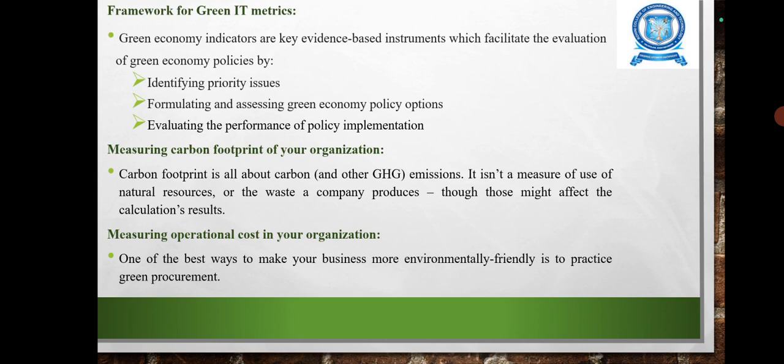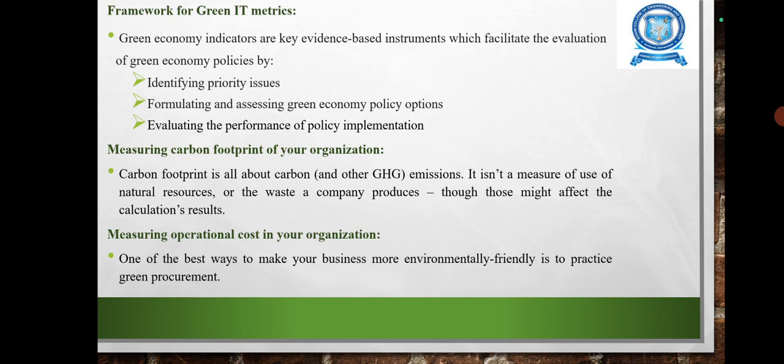Then the next one is measuring the carbon footprint of your organization. It is also about the emissions. It is not a measure of the use of natural resources or the waste a company produces. That means the real win will be achieving reductions in your absolute total footprint. That means getting total emissions down even as the business grows. Here the best thing is finding ways to reduce the emissions leading to output, so bringing down emissions per product, per employee or per unit of revenue.